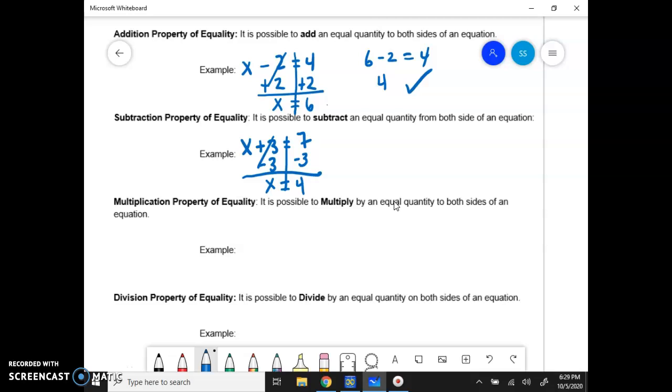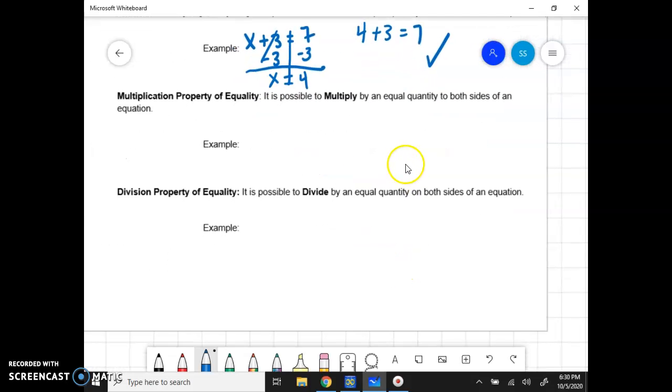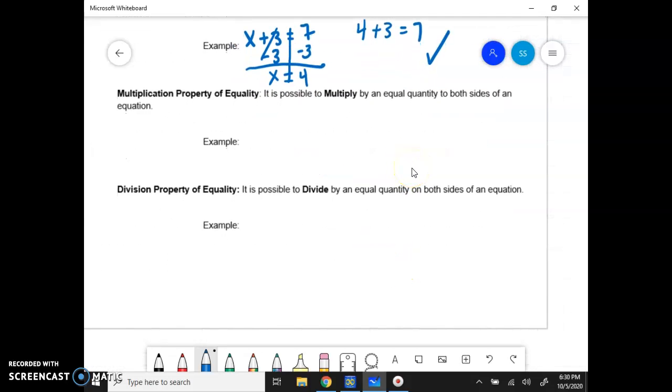And again, we can plug that back into our original equation. We just figured out x was equal to 4. 4 plus 3, does that equal 7? Sure does. We're good to go. All right, the multiplication property of equality. It is possible to multiply by a quantity to both sides of an equation. So this one here, let's look at x over 4 is equal to 2.